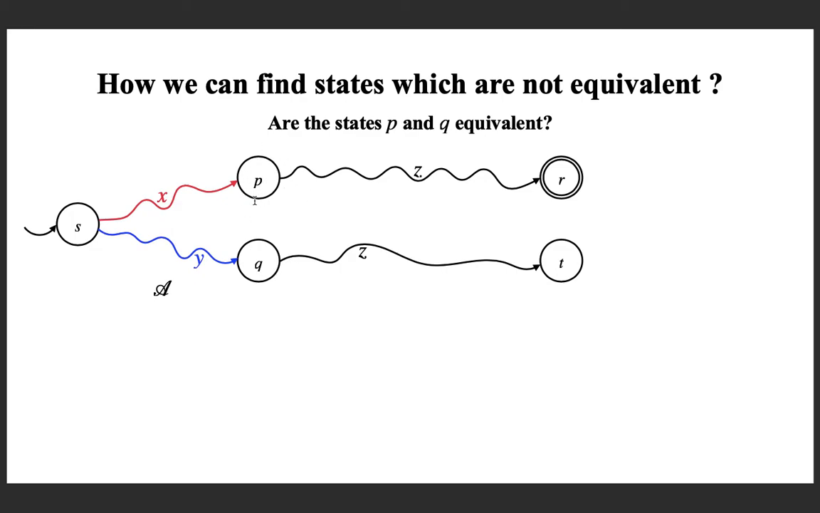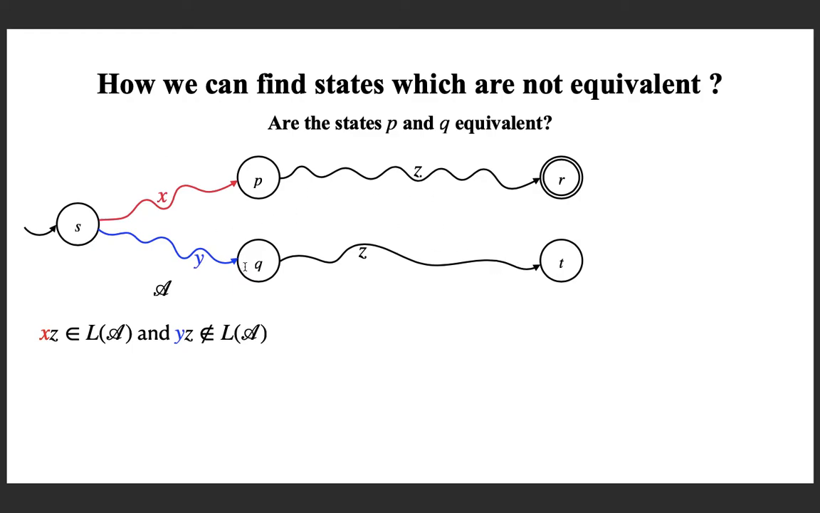Different than the previous case. Now both are non-final states. But another situation we can exploit and see whether they are equivalent or not. The situation is this. From P, the path for Z goes to a final state. And from Q, the path for the same string Z goes to a non-final state. This is what is given.